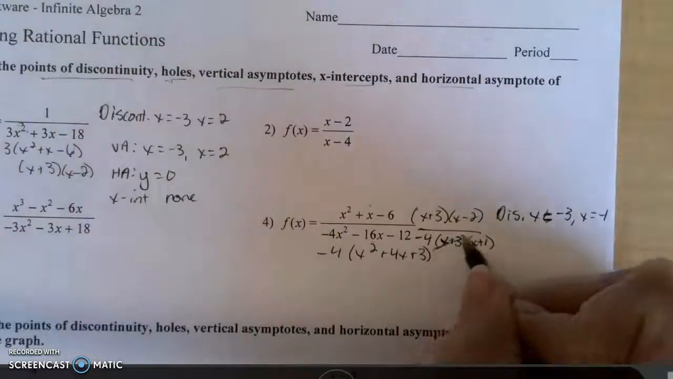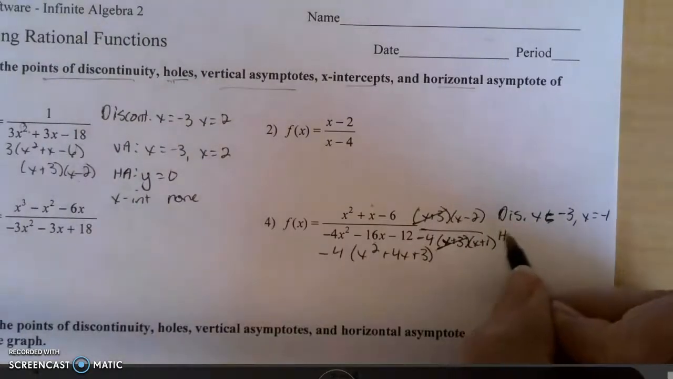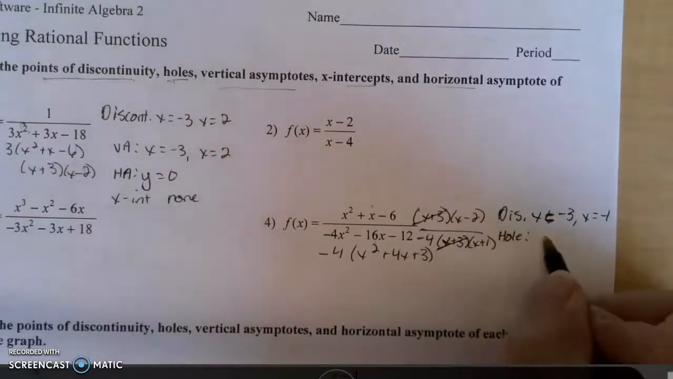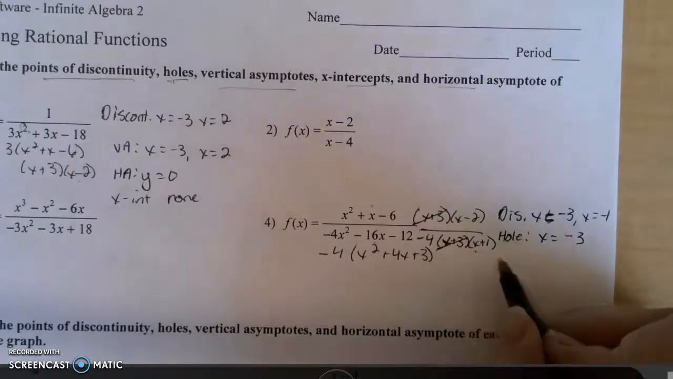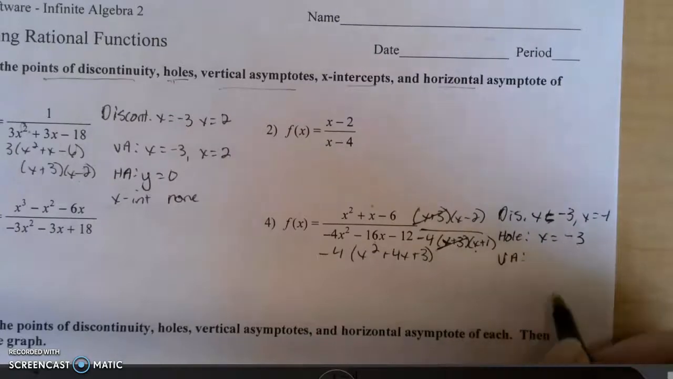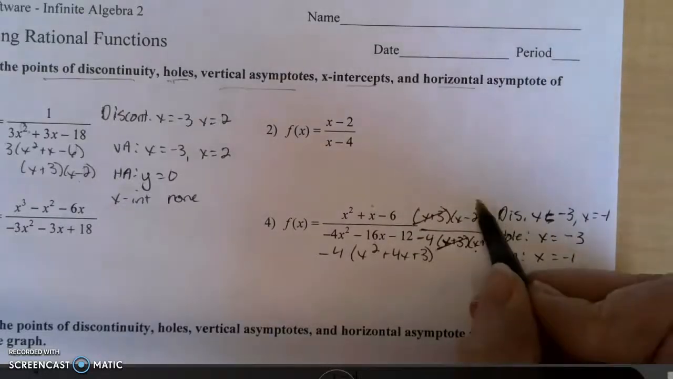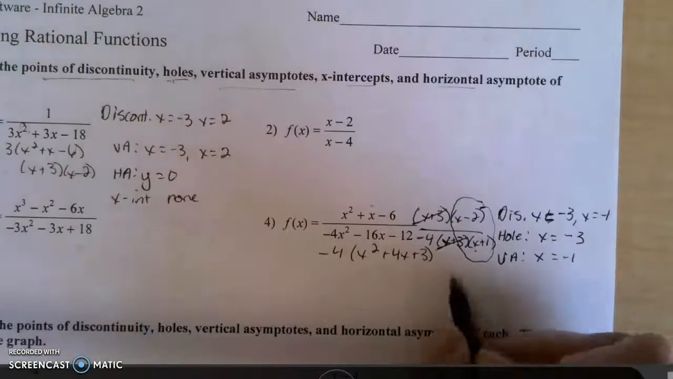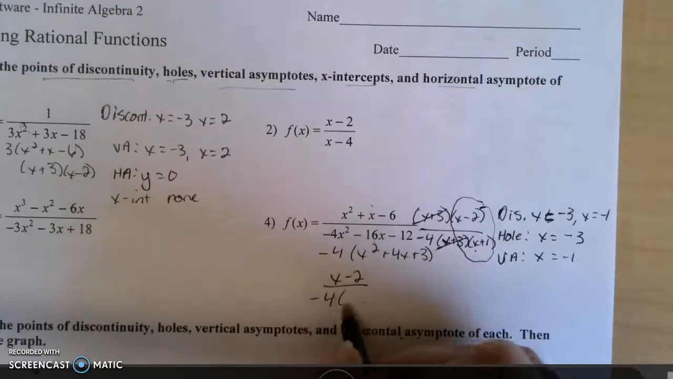Now notice, I can cross that one off. If I can cross it off, it's called a hole. So I have a hole at -3. That means my other one is called a vertical asymptote, and it is at -1. Because this is my simplified function. So I end up with a function that is x minus 2 over -4 times x plus 1.